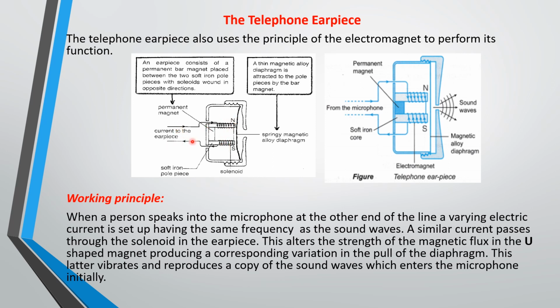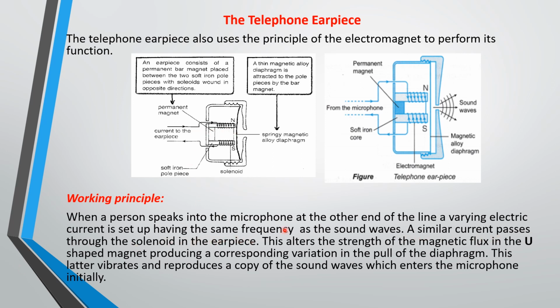Then this is the direction of current flow. So what is the working principle of this piece of equipment? When a person speaks into the microphone at the other end of the line, a varying electric current is set up having the same frequency as the sound waves. A similar current passes through the solenoid in the earpiece.